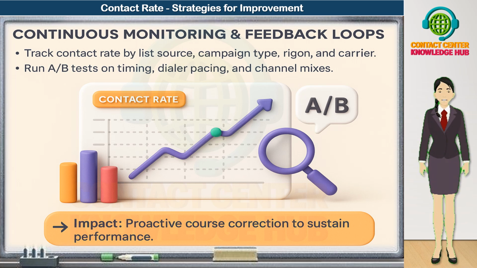Go a step further by running A/B tests on variables like call timing, dialer pacing, and channel mix. Small tweaks in these areas can lead to big improvements in right-party contact rates. Finally, feed those insights back into your process, refining your data, timing, and strategy continuously. Impact: continuous monitoring and feedback loops enable proactive course correction, helping you sustain high performance, improve adaptability, and ensure every campaign gets stronger over time.